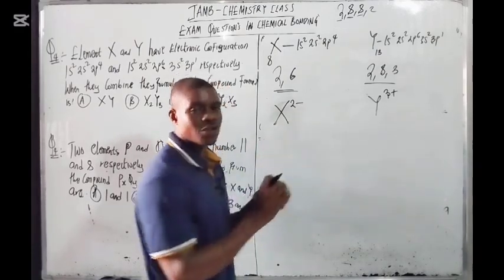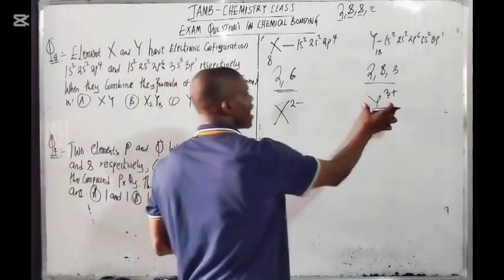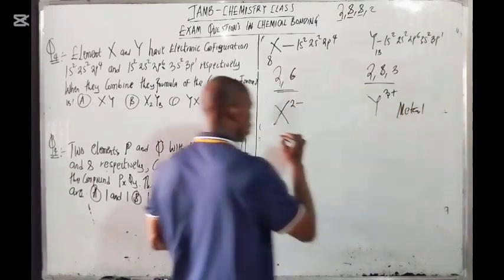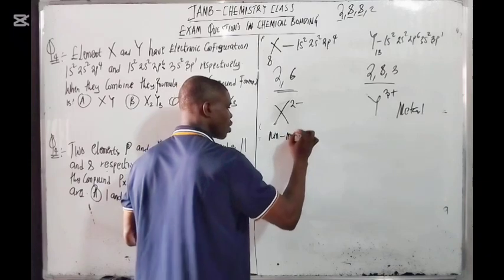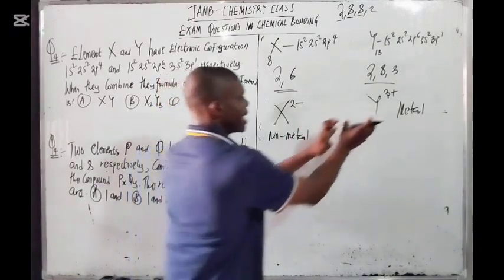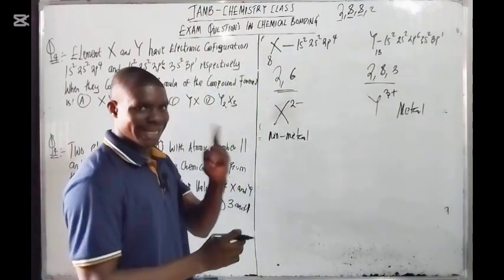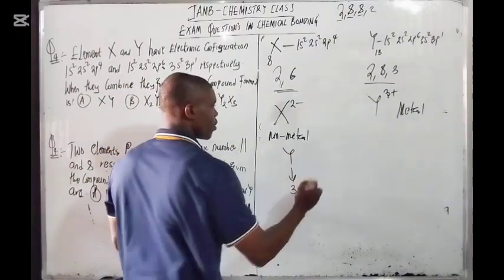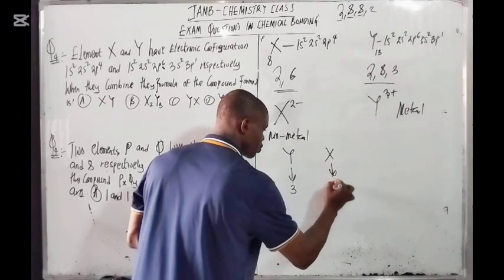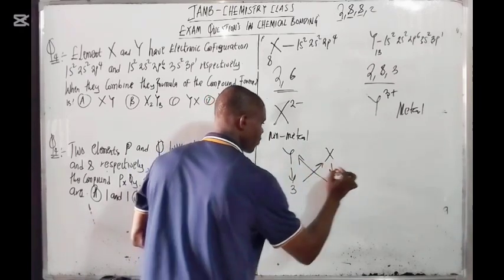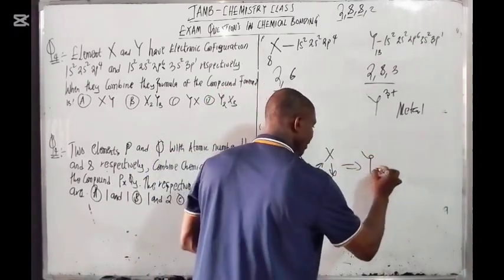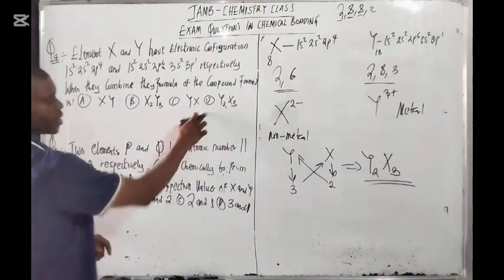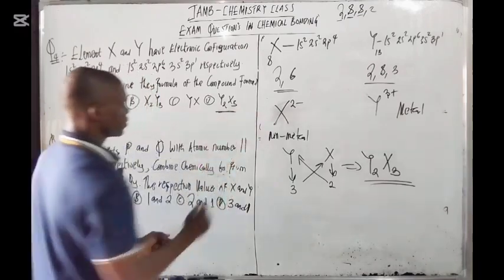Now if you want to write a chemical formula here, this one is the metal and this one is the non-metal. The metal will come first before the non-metal. Understand? Metal will always come first, which is 3, while the non-metal will come later, which is 2. So this one will move here and this one will move here. What do you have? You have Y2X3. That is it. So what is the answer? The answer is going to be D, Y2X3.